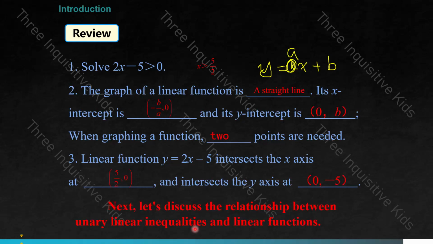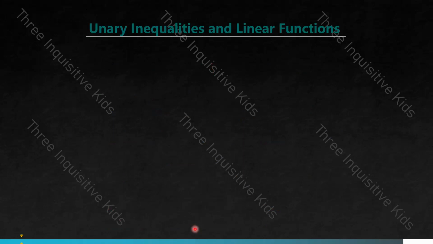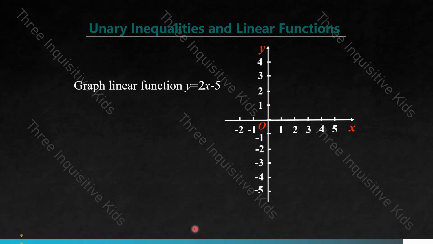Next, let's discuss the relationship between unary linear inequalities and linear functions. Unary inequalities and linear functions. Graph linear function y is equal to 2x minus 5 on the Cartesian coordinate system. Well, that'll look like this.